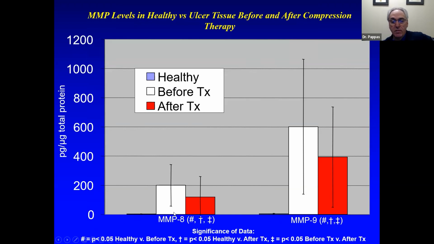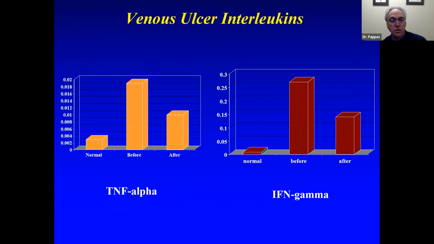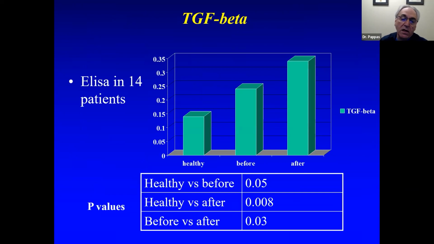Now here, this is looking at MMP8 and MMP9. And what the before shows is that these matrix proteins were elevated, but with compression, it basically starts to decrease and go down to normal. And essentially every cytokine that they looked at had the same phenomenon except for one. So interleukin-1 beta, interleukin-8, interleukin-12, these are all pro-inflammatory cytokines, and they were all elevated before compression therapy. And once compression therapy was added, and then the ulcers healed, all of these pro-inflammatory cytokines started to decrease and drop to normal. Same thing with TNF-alpha, interferon gamma, except for TGF-beta1, which increased with wound healing.